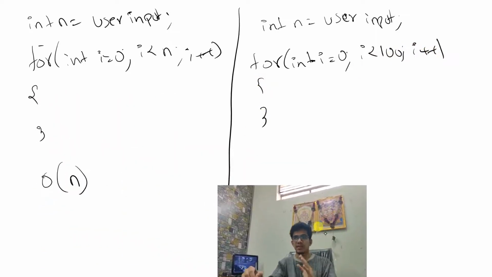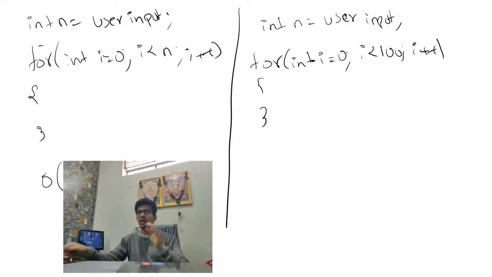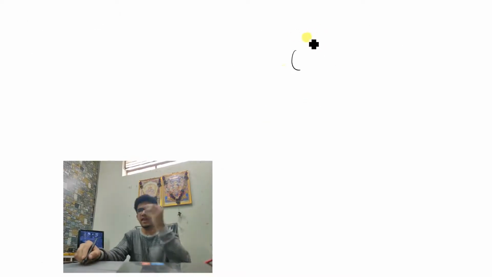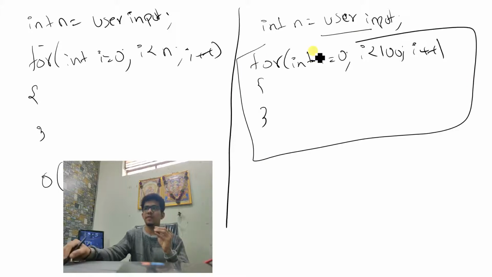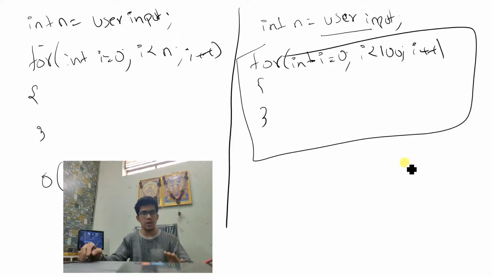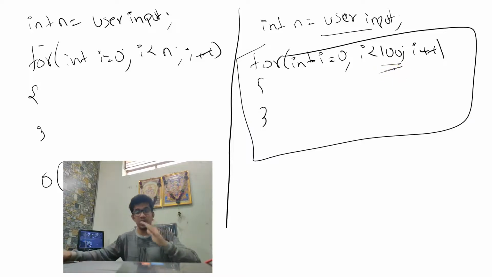Now you tell me. If my user enters any value, will it affect my for loop? You think and tell me, will it affect my for loop? No, because my for loop is not going according to n, it is going according to 100.